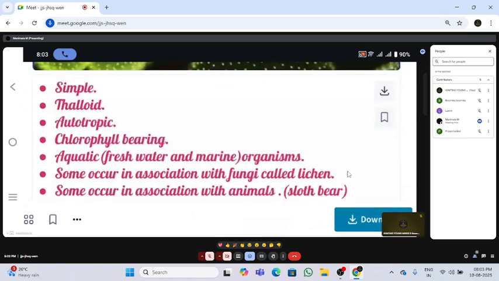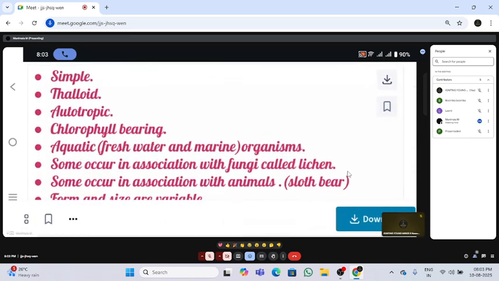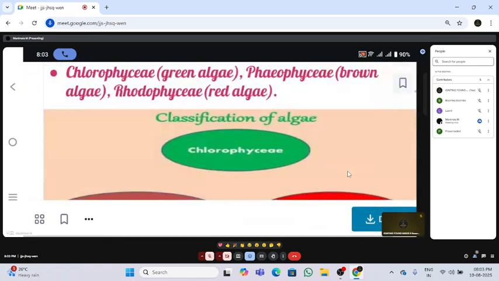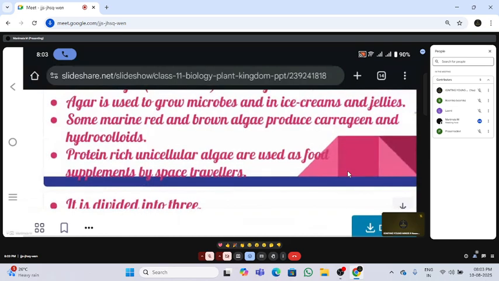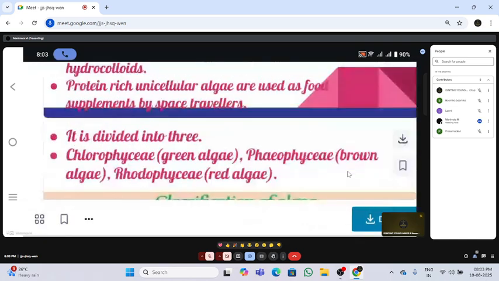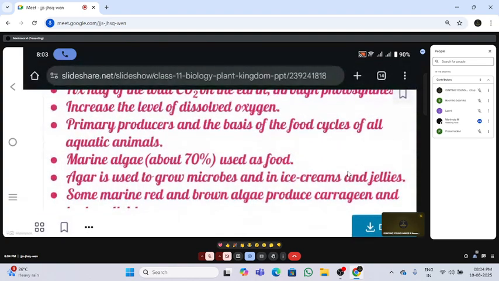We already discussed all this in the previous topic, in the five kingdom classification itself. So this is about the general characteristics. The next topic we are going with is the types, the classification of algae.